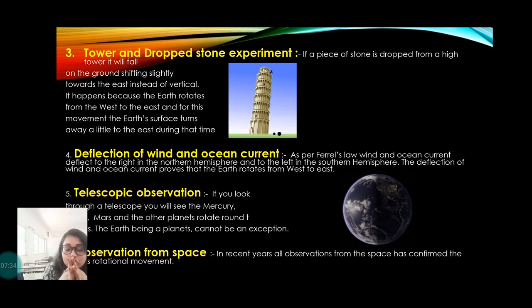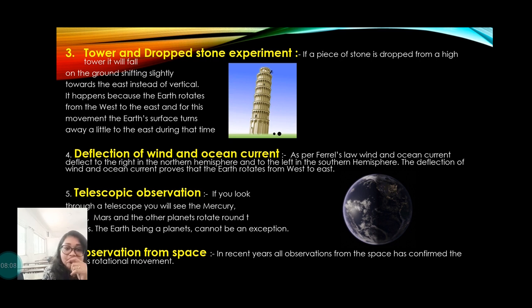Next one is the deflection of the wind and oceans. Everyone knows that the wind moves in opposite directions because of the rotation of the earth. According to Ferrel's law, we know the ocean currents and the wind move to the right in the northern hemisphere and to the left in the southern hemisphere. The deflection of the wind and ocean currents proves that the earth rotates. Okay, and it rotates from west to east.